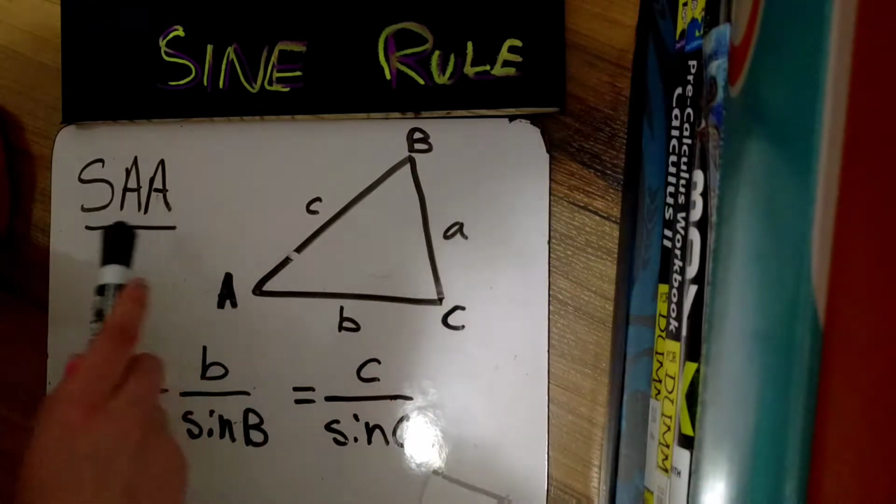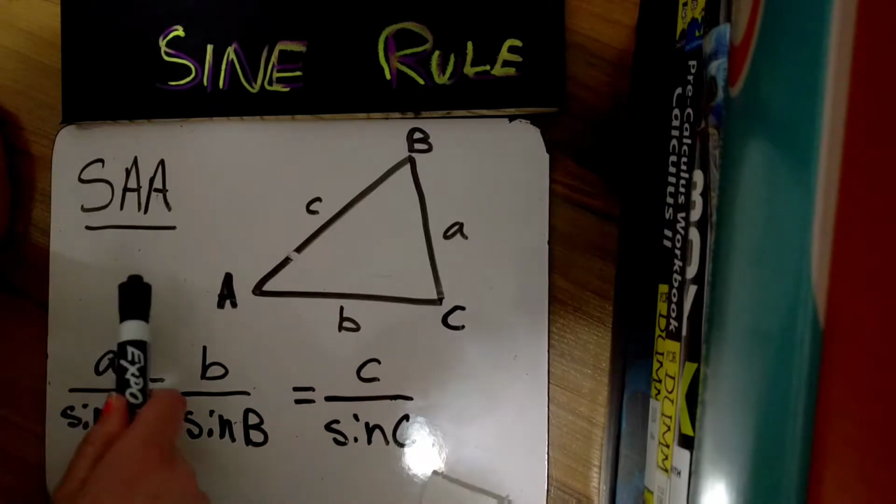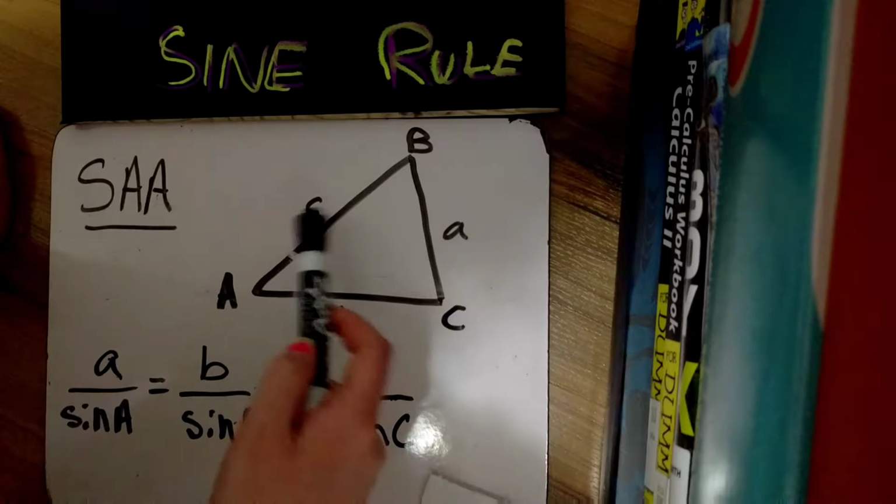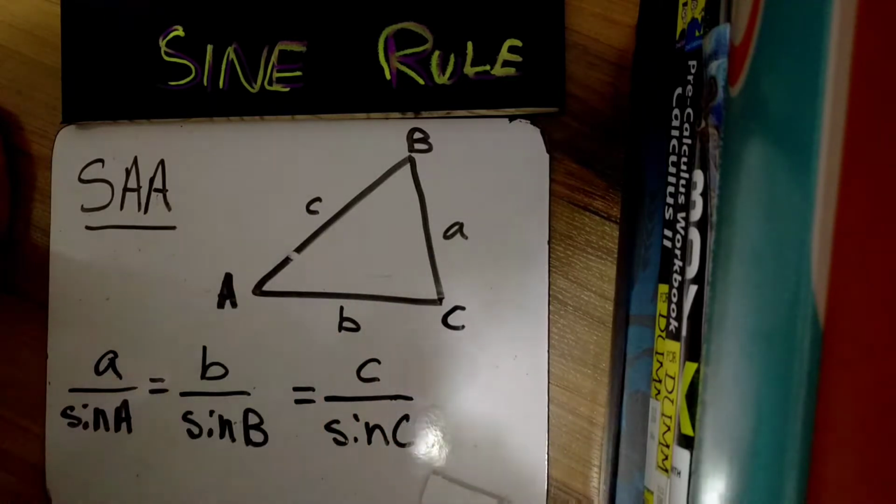The sine rule here works with side angle angle, and it will solve for the missing side. So if you have side a and b, this will solve for side c.